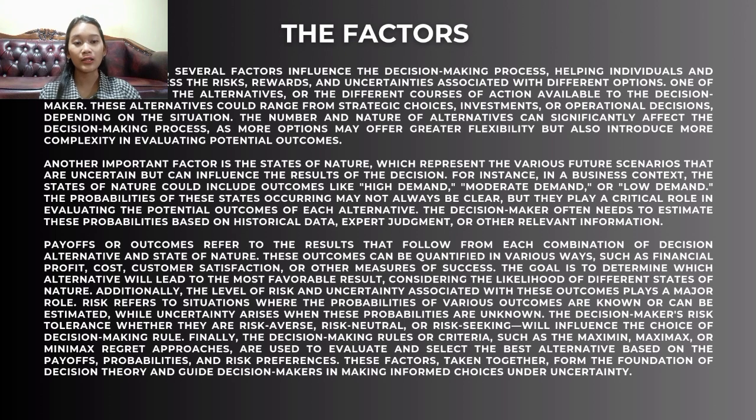Another important factor is the state of nature, which represents the various future scenarios that are uncertain but can influence the results of the decision. For instance, in a business context, the states of nature could include outcomes like high demand, moderate demand, or low demand. The probabilities of these states occurring may not always be clear, but they play a critical role in evaluating the potential outcome of each alternative. The decision maker often needs to estimate.